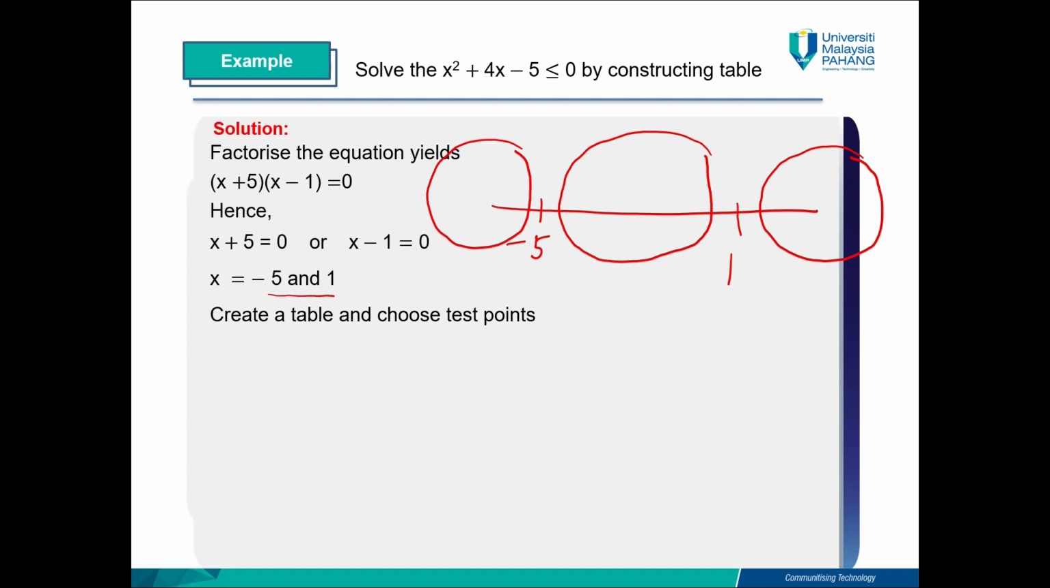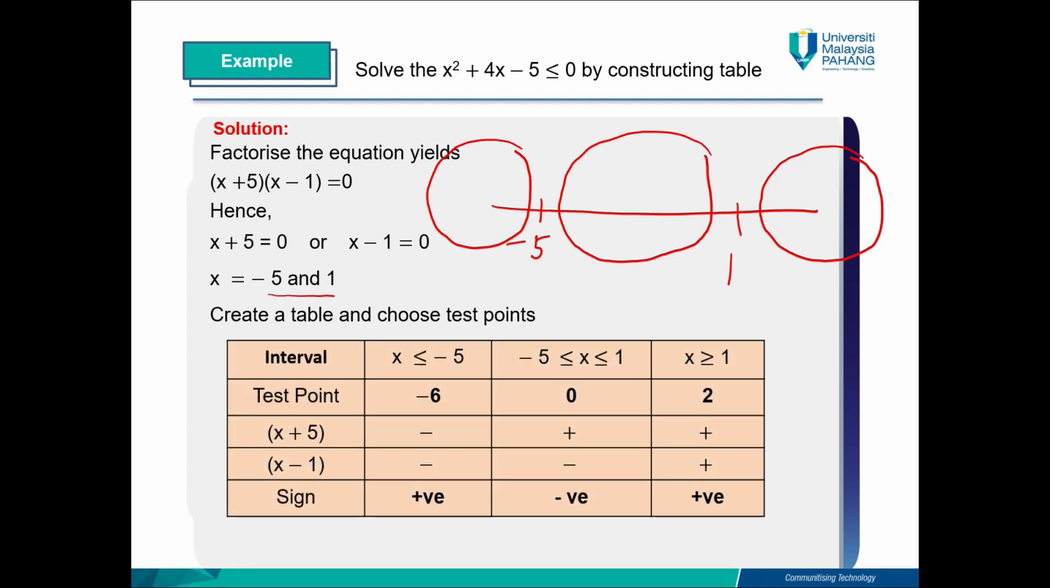So we transform the intervals into a table like this. Since we are solving less than or equal, for this one we have x less than or equal to minus 5. For x between minus 5 and 1, we have the equal symbol as well. And for x more than 1, we also have the equal symbol. For the test point, we pick any value that satisfies the interval. For example, for this interval we use minus 6. For this interval, we take 0 as the representation, and for this one, number 2.